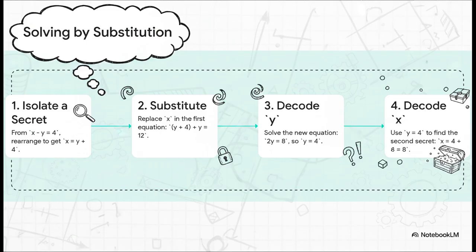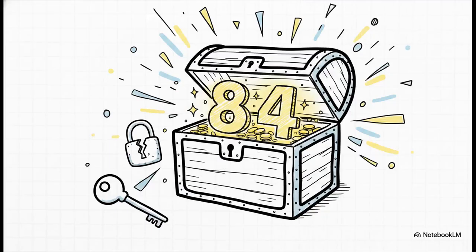Third, we decode y. The new equation simplifies down to 2y equals 8, which of course means y has to be 4. And finally, we find x. We just take our new secret, y equals 4, and plug it back into our identity equation, x equals 4 plus 4, which gives us 8. And boom! Just like that, the code is cracked. We found the one and only solution. The secret number, x, is 8, and y is 4.